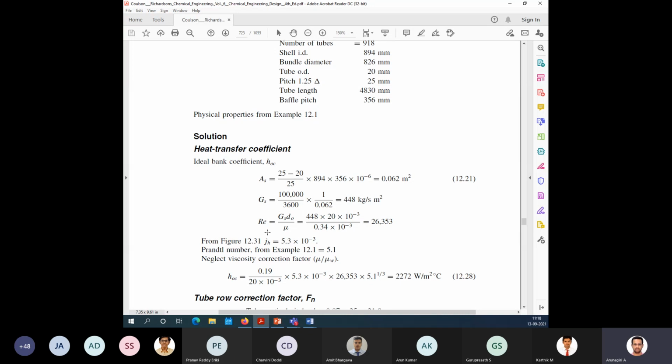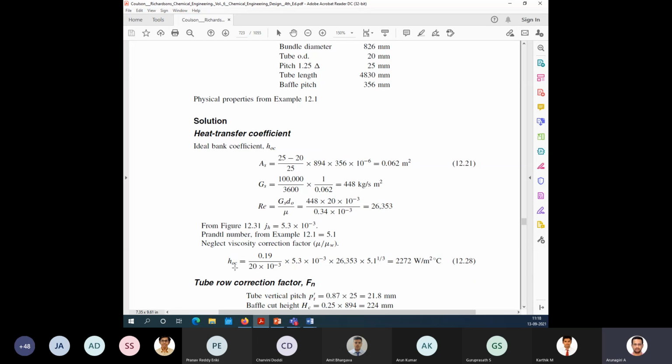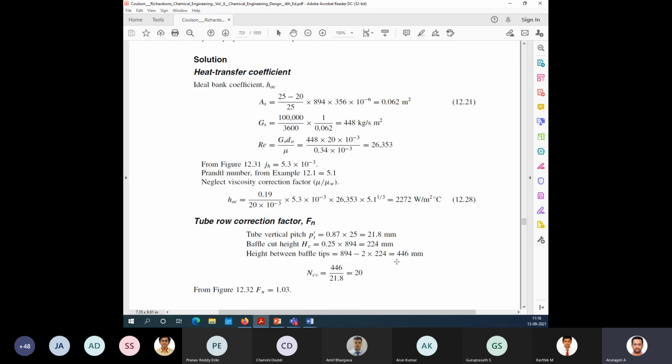From Gs, you can calculate the Reynolds number. Knowing the Reynolds number, you can calculate the jH value. From the jH value, you can calculate the HTC. Here, this mu by mu W is assumed as 1. So this is the ideal case, based on the flow over a tube bank.